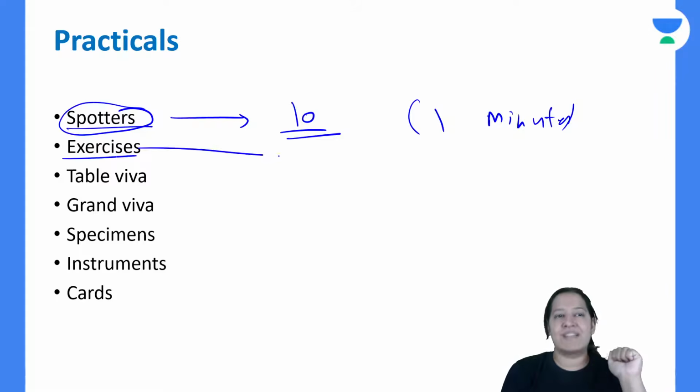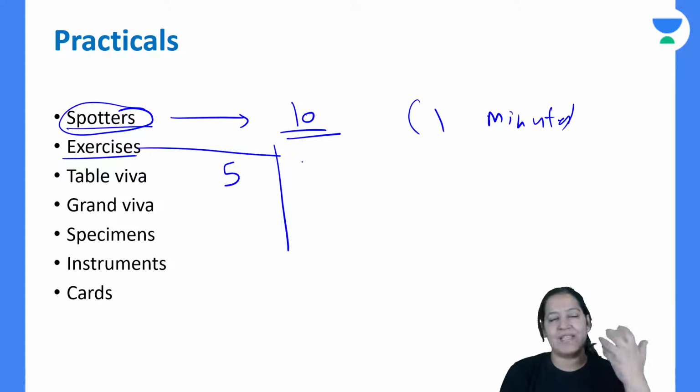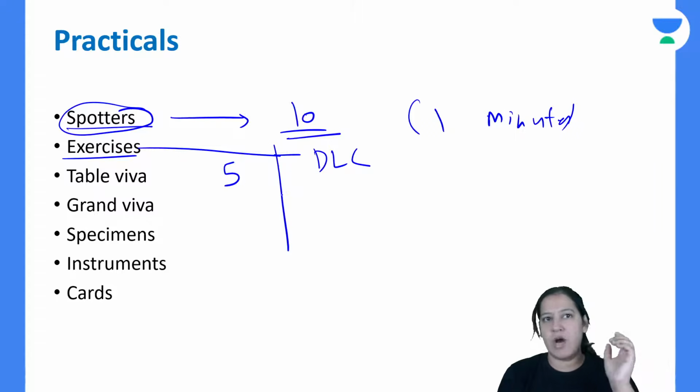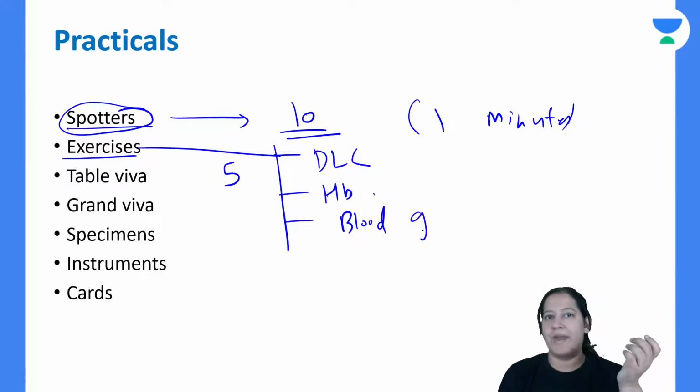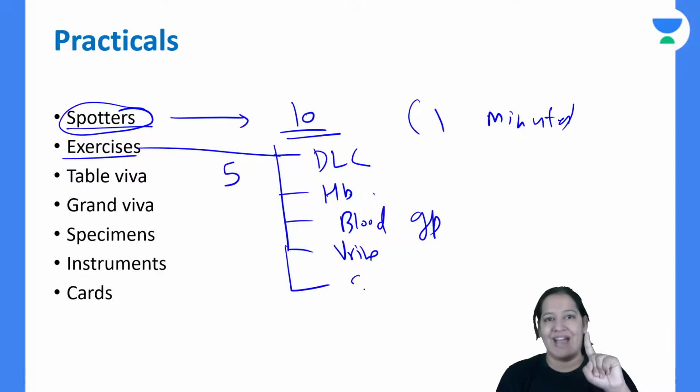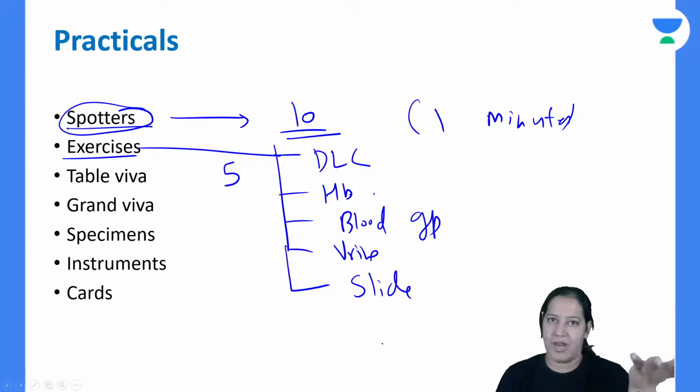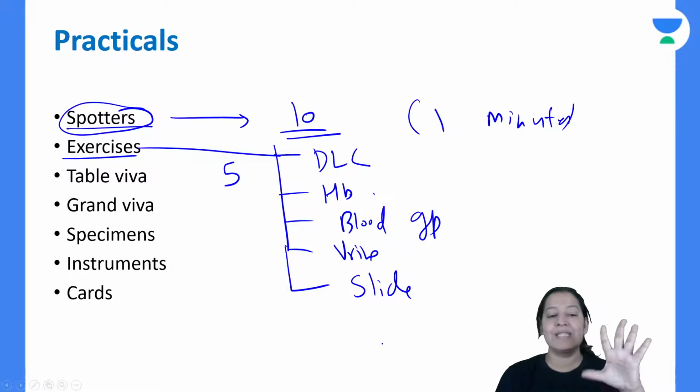And there are 5 exercises. Mostly there are 5 exercises in pathology. One is DLC, differential leukocyte count. One is hemoglobin estimation. You know hemoglobin estimation. One is blood grouping. You all may have this blood grouping, right? The 4th one is urine examination. And the 5th one is one slide. You will get one histo slide to describe it. So these are the 5 exercises. I will help you with all these 5 exercises.